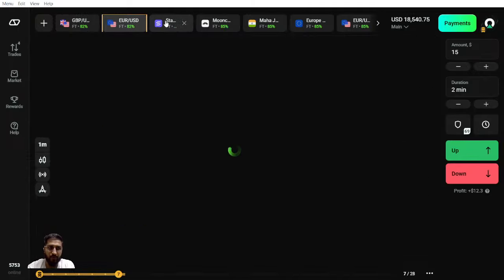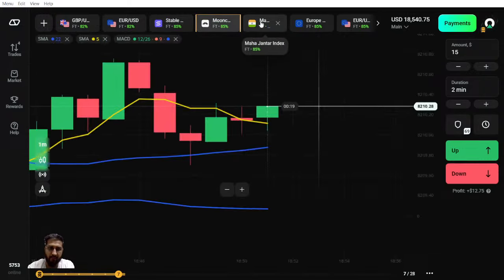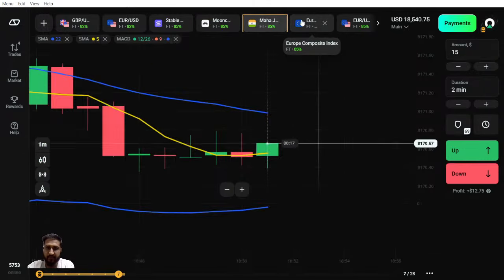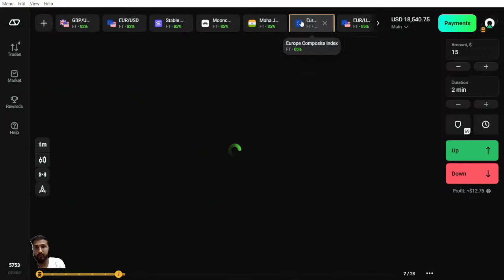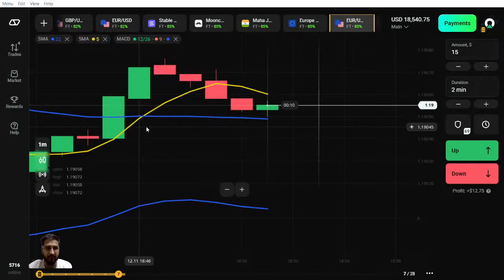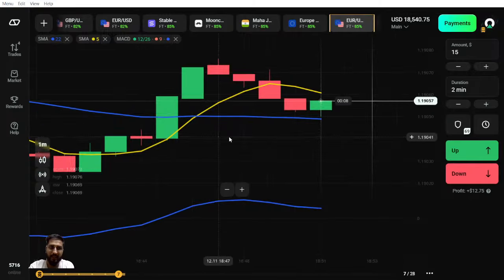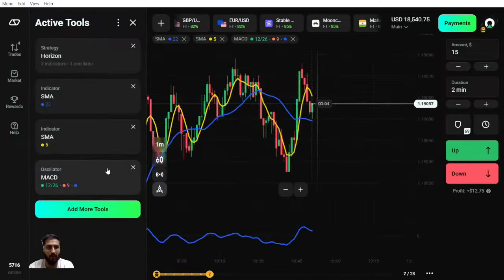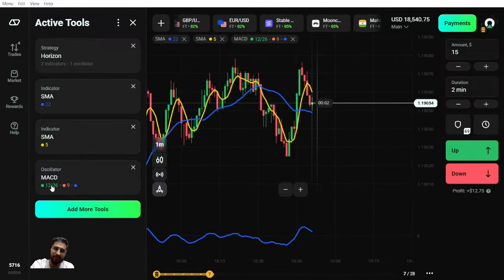Okay, so Euro USD, no signals. Stable also, there are no signals. So traders, those who haven't reached the expert level and the strategy is locked for you, until we are getting any signal, let me tell you how we can apply this strategy manually also. All we need is SMA 22, SMA 5, and MACD.